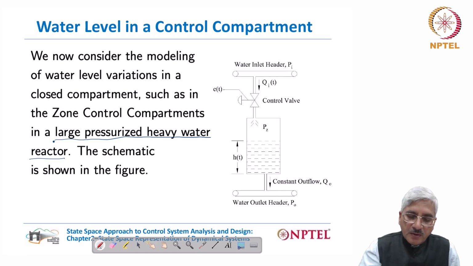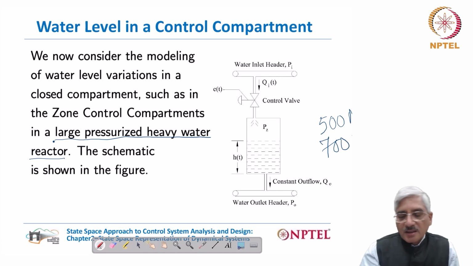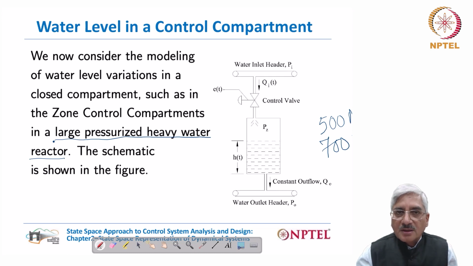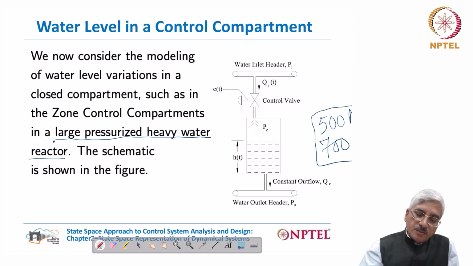They have the capacity of 500 megawatts electrical, and a few are of 700 megawatt electrical capacity. They are at Kakrapar and Rajasthan. One or two are either commissioned or in the commissioning stage, and others are in the construction stage. So these are the 500 megawatt electrical pressurized heavy water reactors and the 700 megawatt electrical pressurized heavy water reactors. Similar reactors are there in Canada, etc.